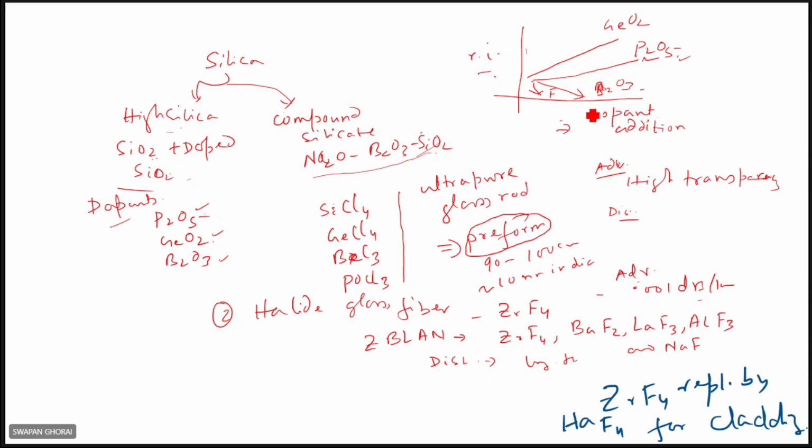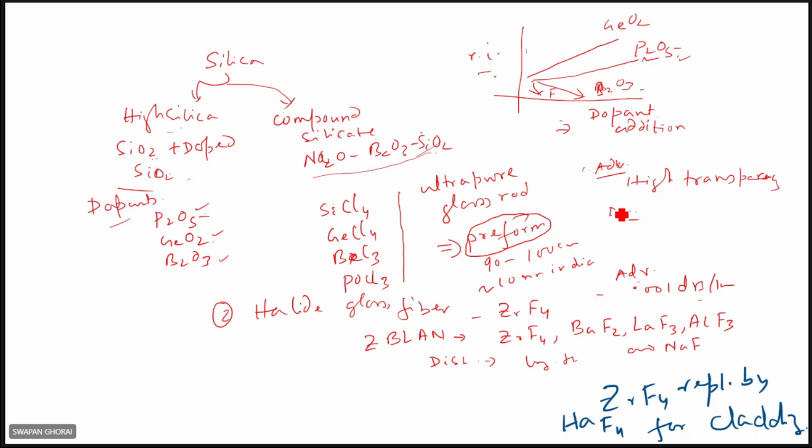Now, if you consider the first one, this high silica glass that I mentioned, there are advantages and disadvantages. In case of this high silica glass, the advantages are that it has high transparency and high resistance to breakage, etc. Those things are there in the infrared regions that are used for fiberoptic systems. That is the advantage of this high silica glass.